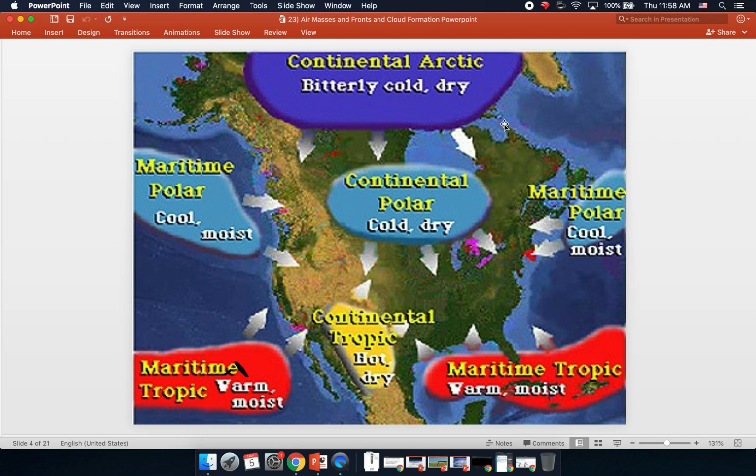So here we have continental Arctic. This is an air mass that forms over continents that are close to the poles. So you're going to get a bitterly cold and dry air mass from this.